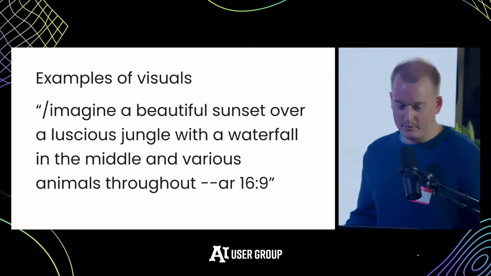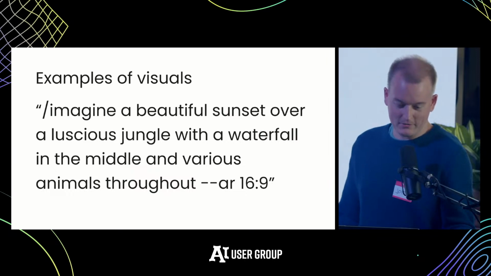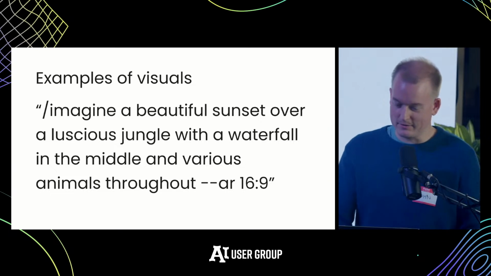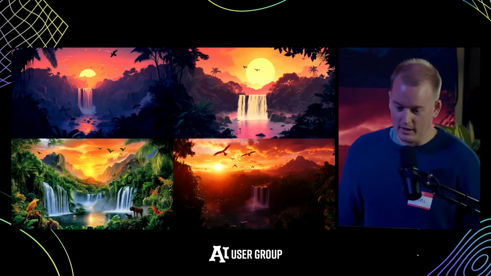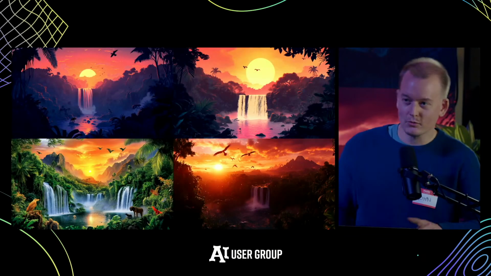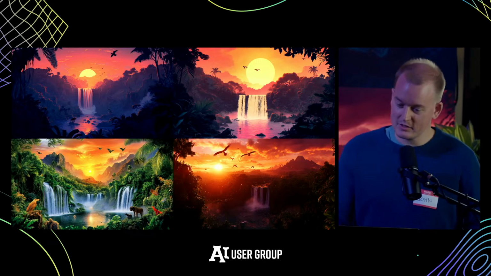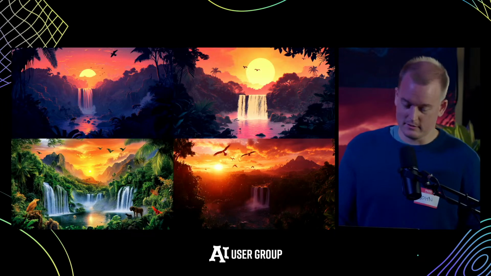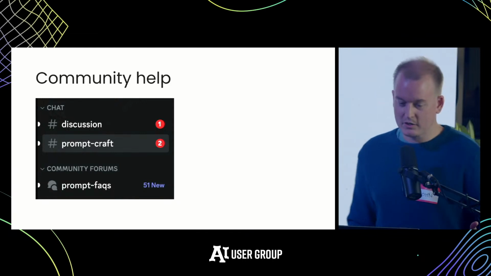Just for fun, I typed in, imagine a beautiful sunset over a luscious jungle with a waterfall in the middle and various animals throughout, and then AR 16:9, which is aspect ratio 16:9. And it gave me this, which is cool. You can choose one of the four, and then do variations of them. It's a really cool starting point, considering this took probably 30 seconds, depending on how fast or slow it's going at the time. Like I mentioned, there's community help.